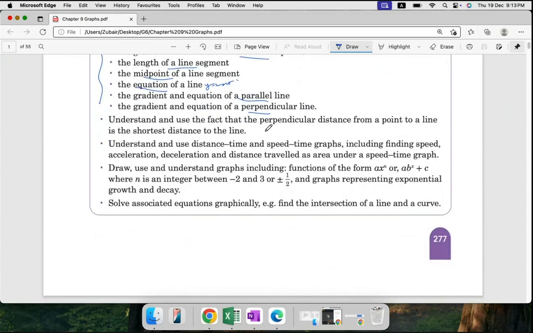Understand the use of the fact that perpendicular distance from a point to a line is the shortest distance. This is always the shortest distance. If I say this is the wall AB and someone has to run from point X towards AB, the shortest distance is not this. It is always perpendicular to the line.